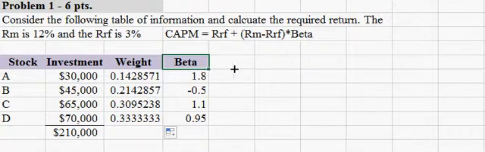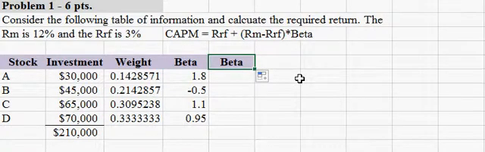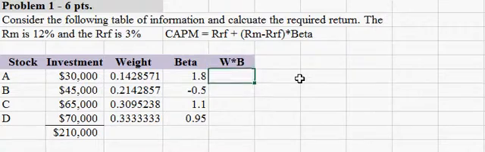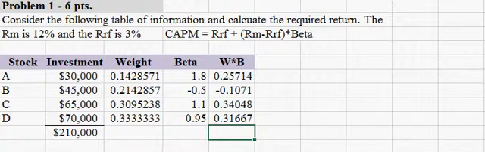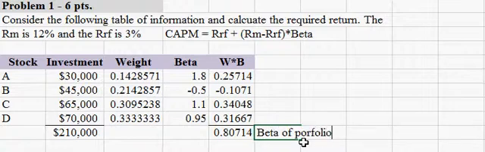So our next step then will be to take the weight times the beta of each stock. So I'm going to multiply together the two columns. And then we're going to pull down for all 4 of them. And then we are going to sum them up. And this is the beta of the portfolio. And we'll then use that beta in this formula to determine the required return of the portfolio.